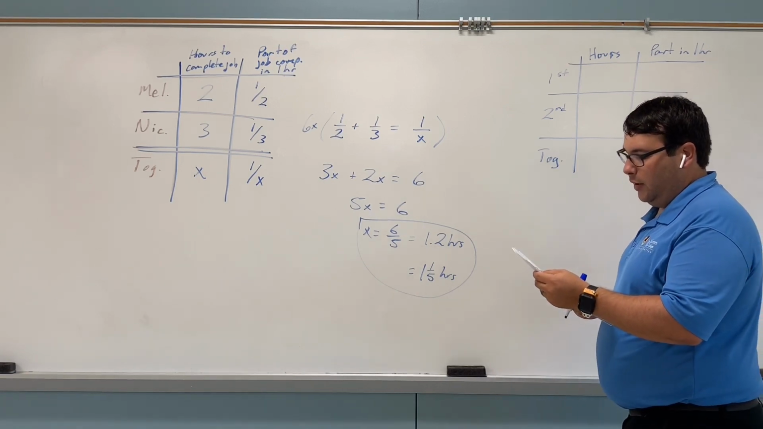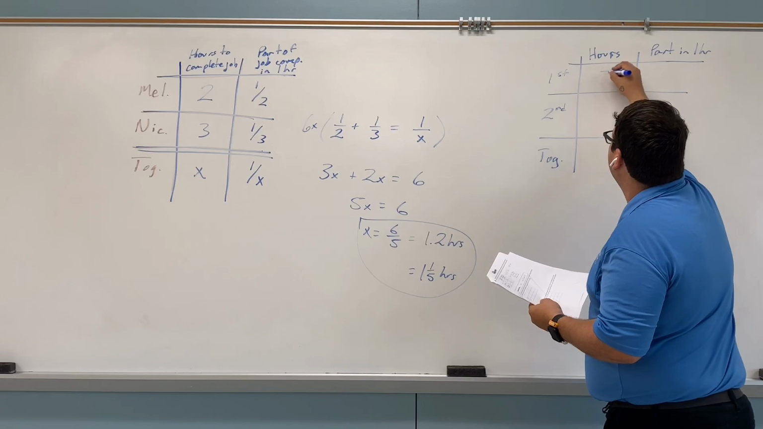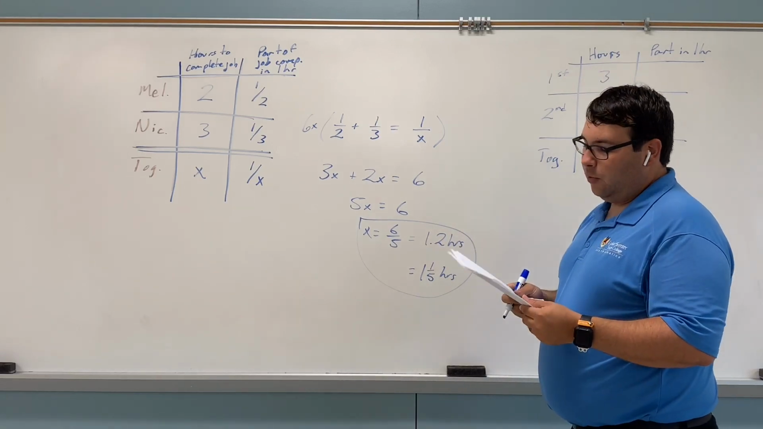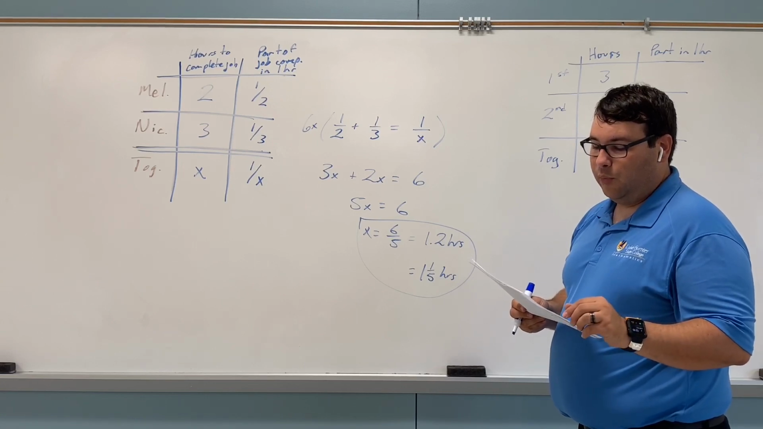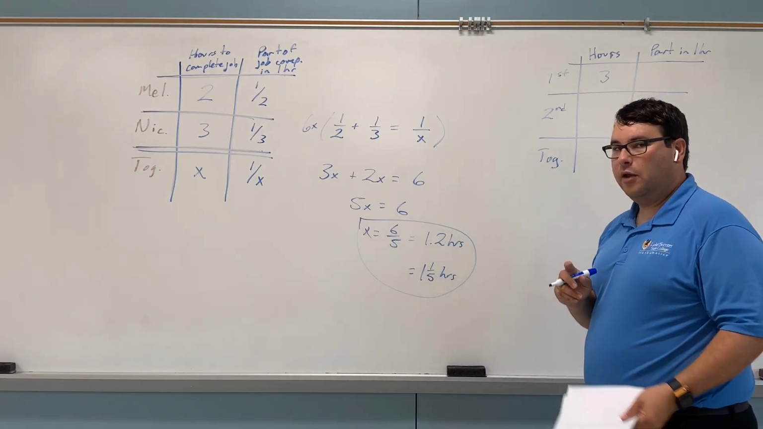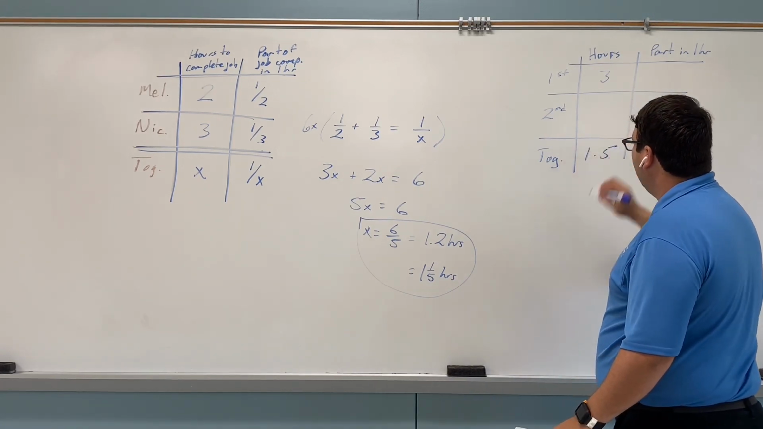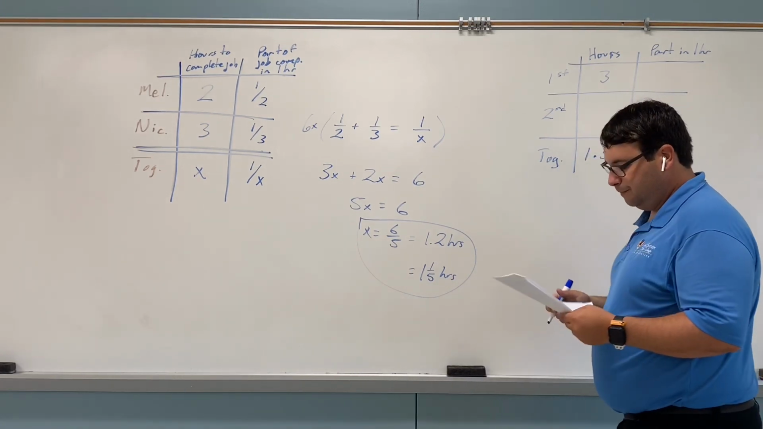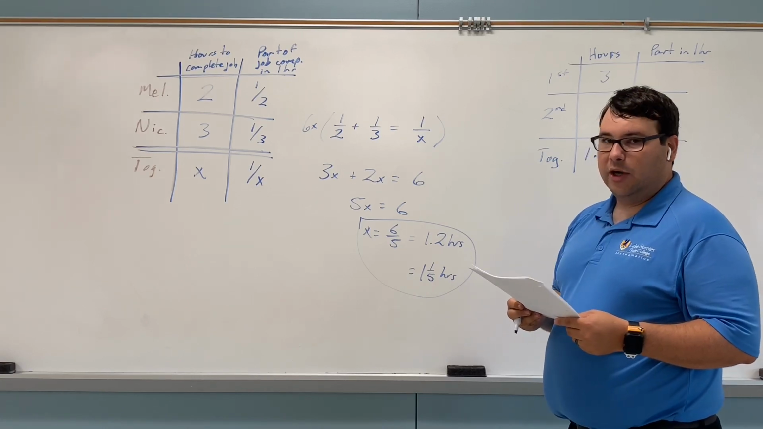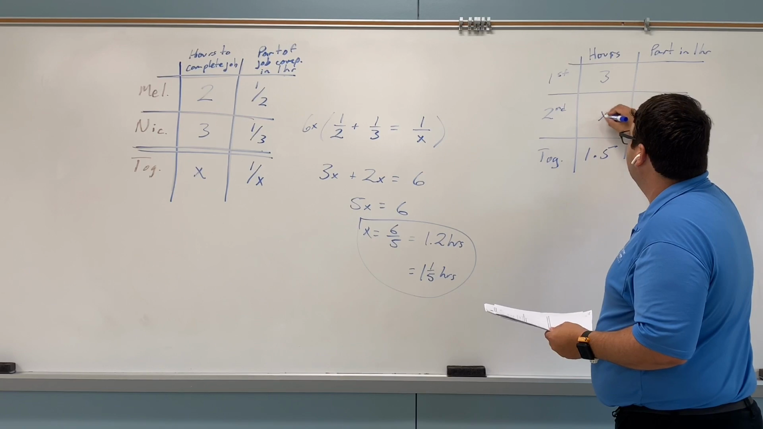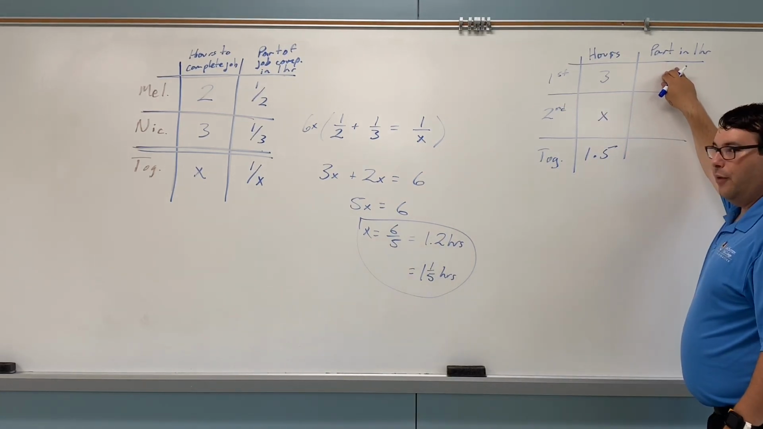So reading it again, one custodian cleans a suite of offices in 3 hours. When a second worker is asked to join the regular custodian, the job only takes 1.5 hours. So it's talking about both of them working together there. 1.5. How long does it take the second worker to do the job alone? We don't know.